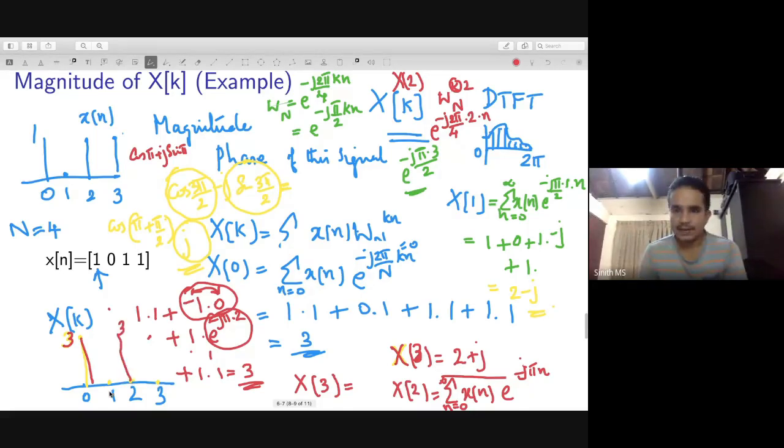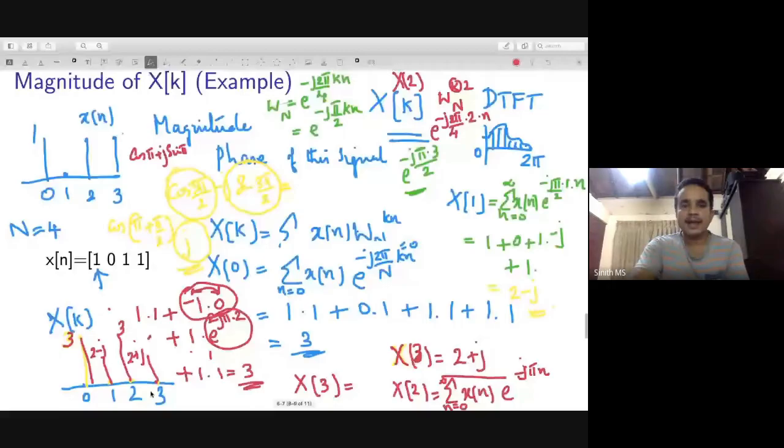X of 3 you have found, and X of 2 is again 3, right? X of 1 you have found as 2 minus j. Actually you cannot plot it here, but you can represent it: this has value 2 minus j, and X of 3 is 2 plus j. So you have 3, 2 minus j, 3 and 2 plus j. These are the values. Is that clear to you?